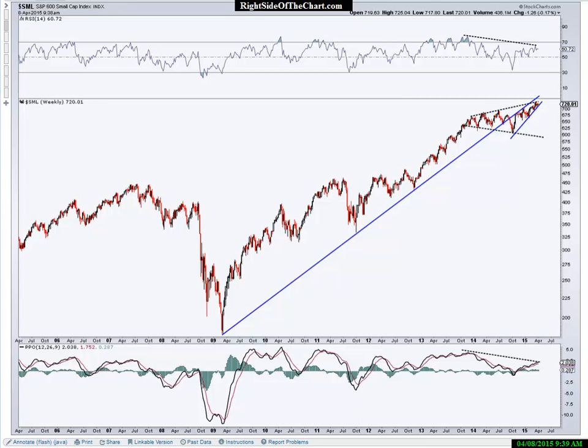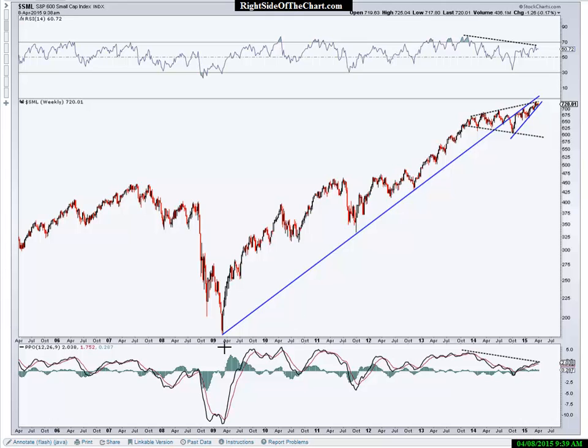I just covered the Russell 2000, which is, in my opinion, the most widely watched small cap index. This is the S&P 600 small cap index, just a different variant, another index of small cap stocks. This chart is a little bit more clean than the one you were just looking at. So let's take a look at what we see here.